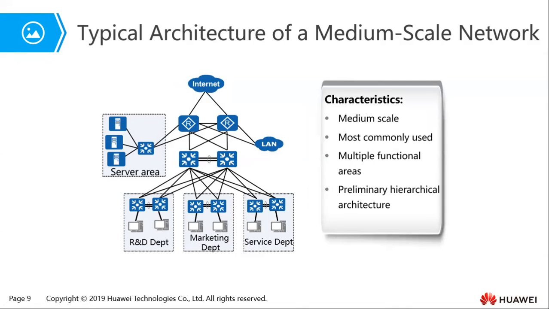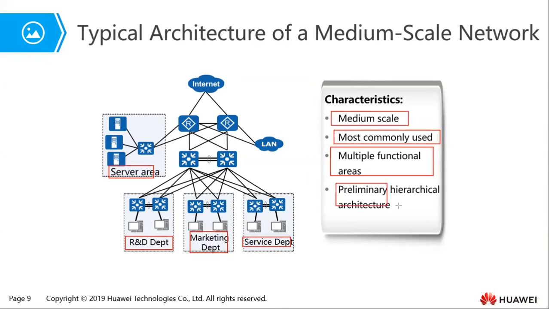Let's look at a more complex one, a little bit complex. This one now is what we call a medium scale network. When you talk of a medium scale network, these are the characteristics. You need to know that this is one of the most commonly used. Number one, we have multiple functional areas. For example, we have a server area, an R&D department, a marketing department, and a service department. And normally it is hierarchical. Here we have the core layer, the aggregation layer, and the access layer.